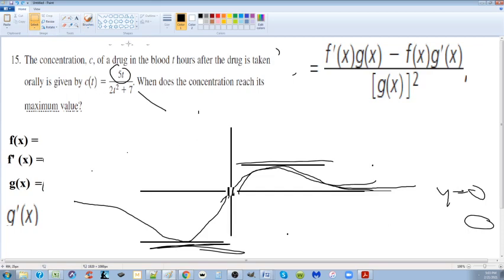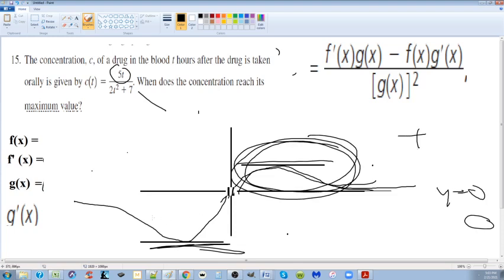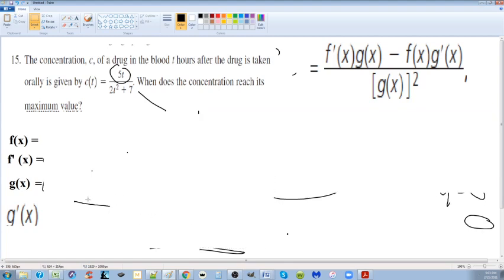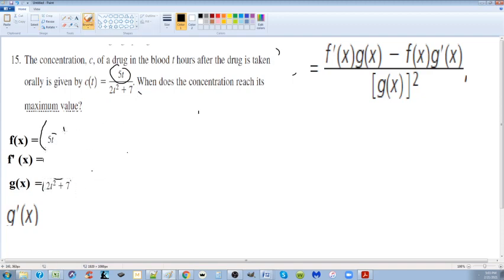So the concentration of medicine obviously is going to be on this one, so I am looking for only the positive value. Any negative values over here don't exist in real time and space. That means the derivative of this equation is going to be equal to 0, and it's only the positive I want. I can set this as f of x, and I can set this as g of x. And that means the f prime of x is 5, and the g prime of t is going to be 4t.